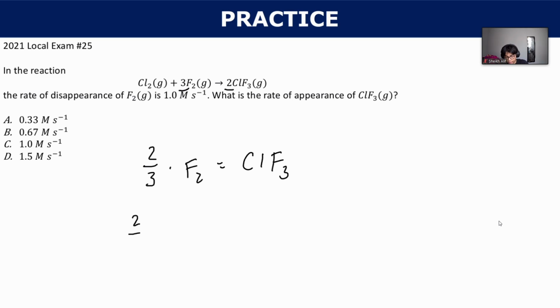We know the rate of disappearance of F2 is 1 molar per second, so the rate of appearance of ClF3 is just going to be 0.67 molar per second. That's answer choice B, and that is correct. Again, the relative rates of disappearance and appearance are stoichiometric. That's just what you need to remember.